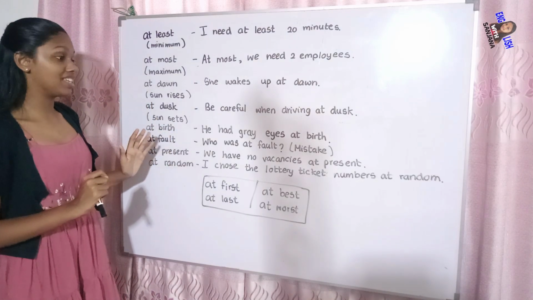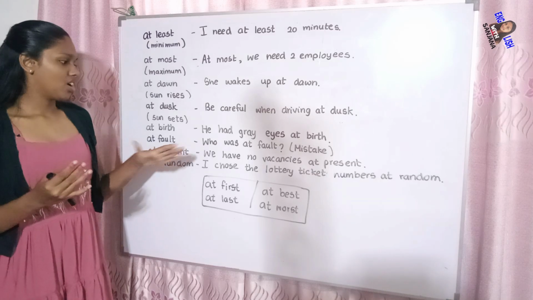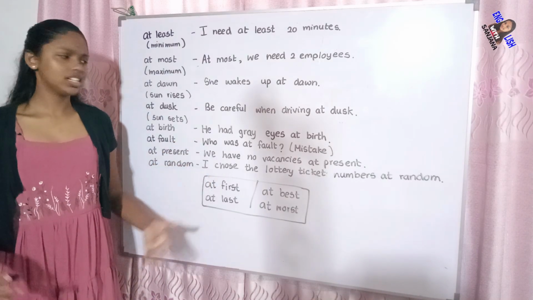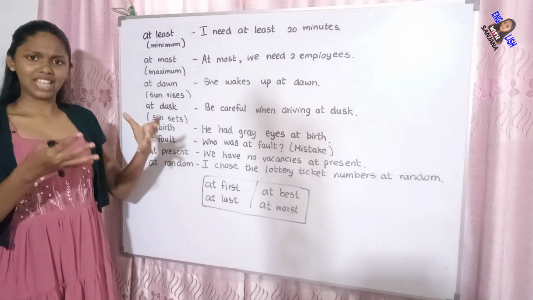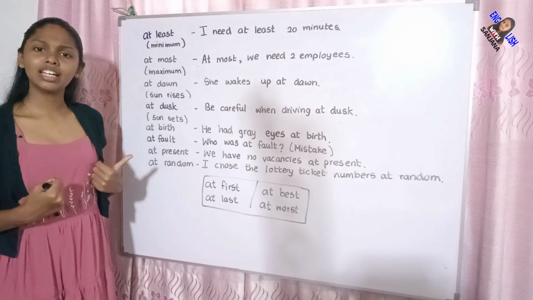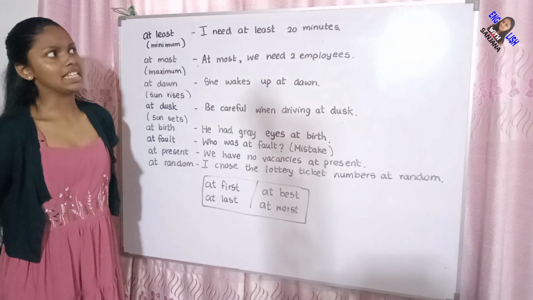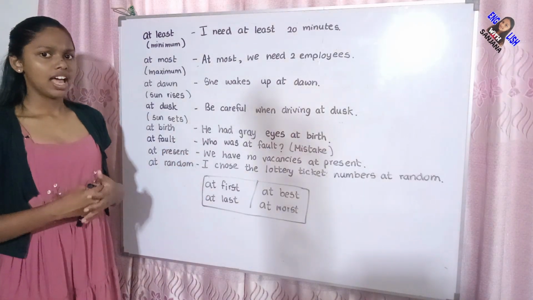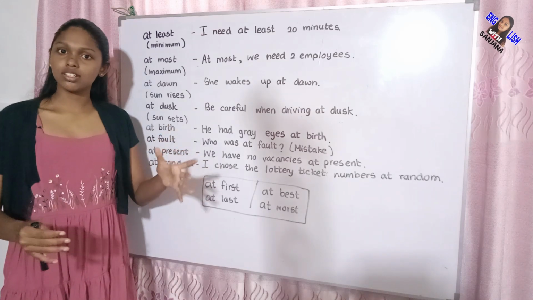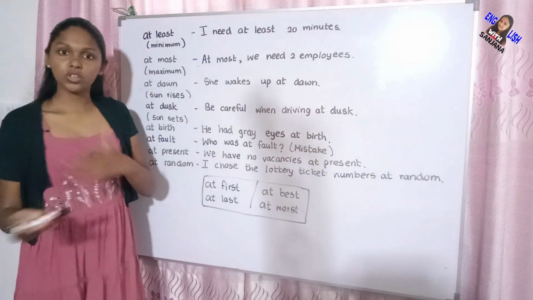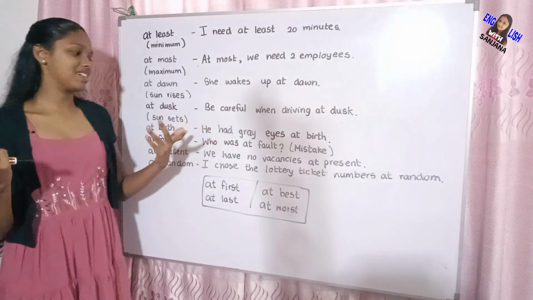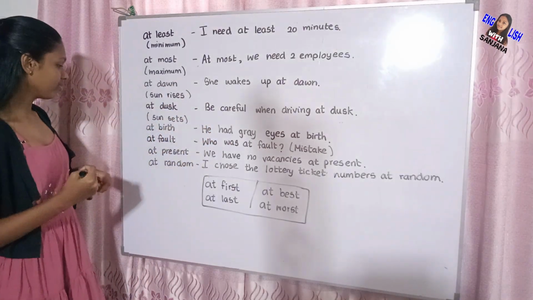At fault, it means a mistake. Who was at fault? Who was at fault when this mistake was happening? Who was there? Who was present? Maybe a police officer is solving a crime and asks someone who was at fault, who was present in this incident, who was present at this mistake. Who was at fault? And fault means a mistake.